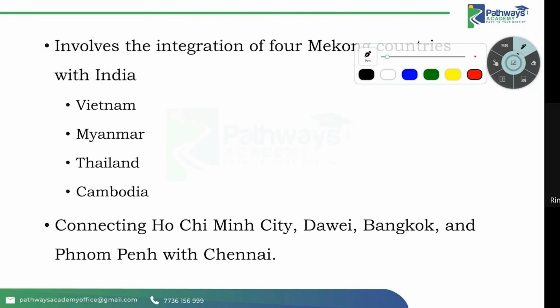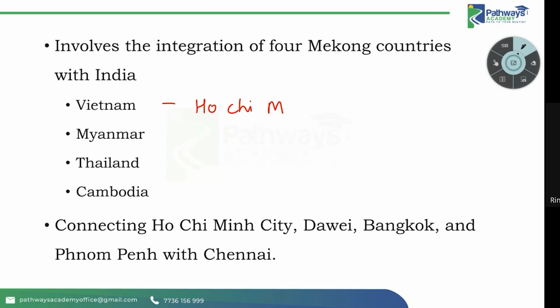Please write it down. It does not connect India to China and Laos. UPSC may say that in this corridor, India is connected to all Mekong countries. That is wrong. It is not connecting into China and Laos. Okay. And the cities included are Ho Chi Minh City in Vietnam.